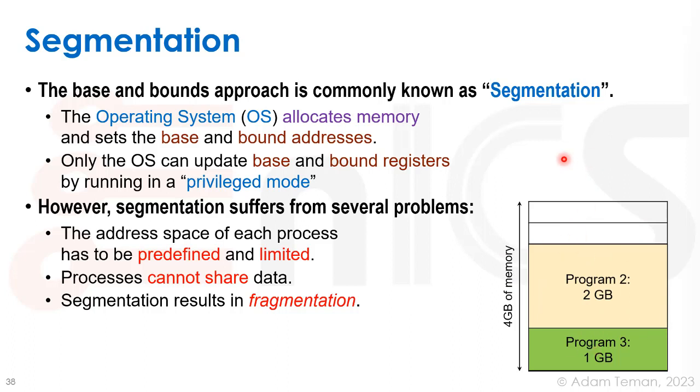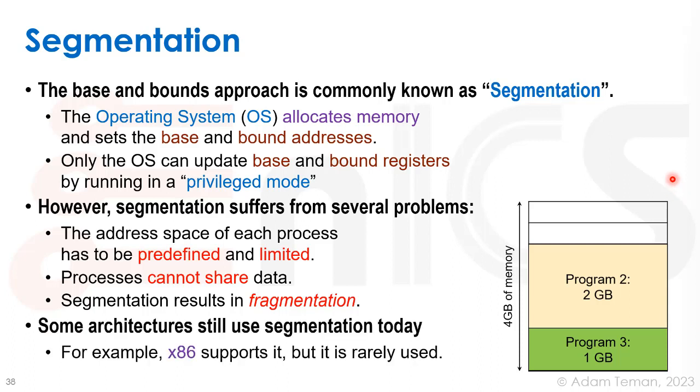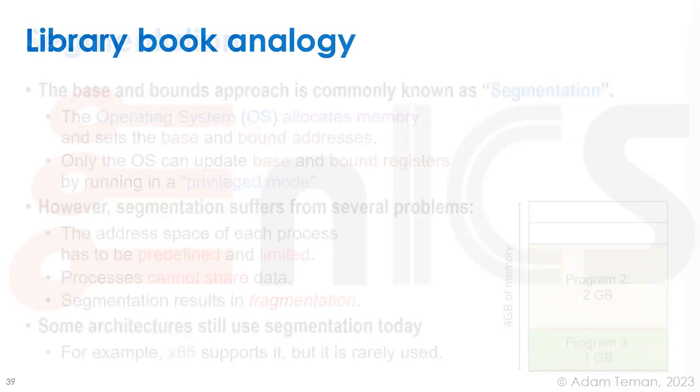And so what happens is that the OS has to go every once in a while and try to fill in the holes and move around memory space, wasting a lot of time and resources, and sometimes it just doesn't work. Some architectures actually still use segmentation today. x86 supports it, but really it's rarely used. Usually we go to what we're discussing today, which is virtual memory.